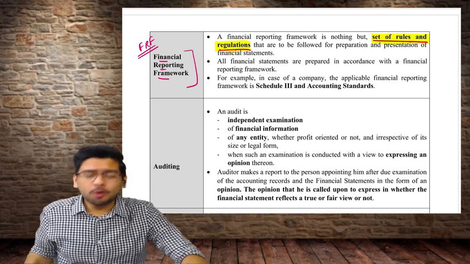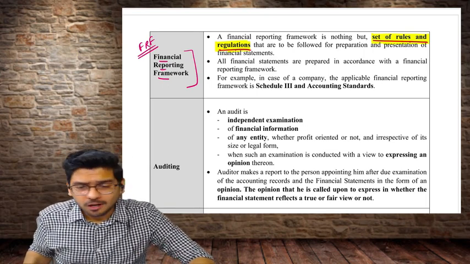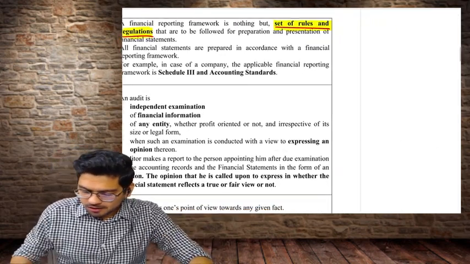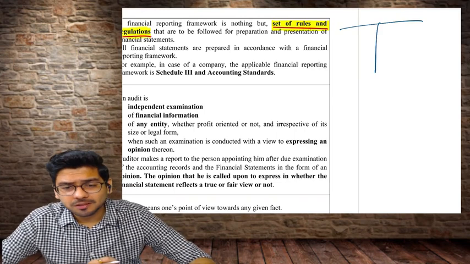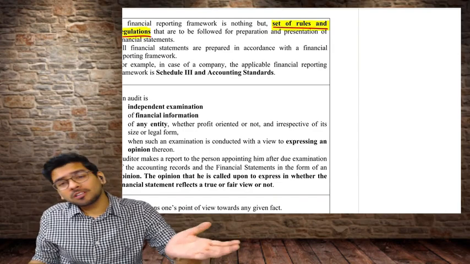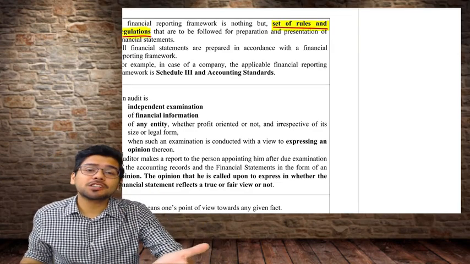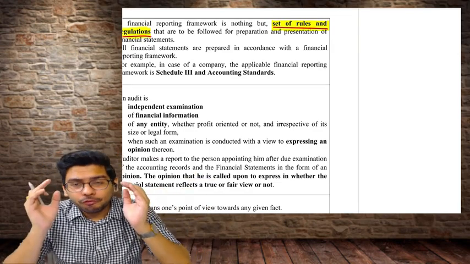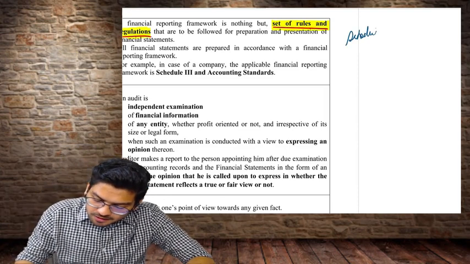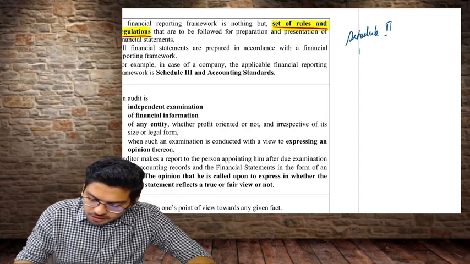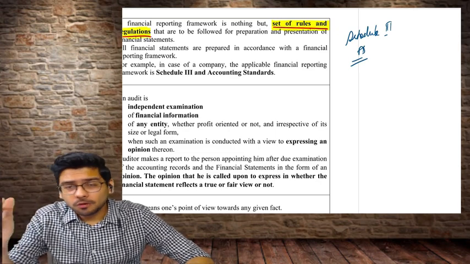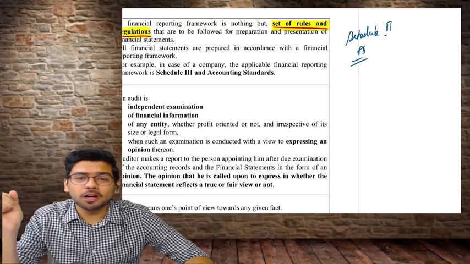Now, what can be the set of rules and regulations? If I talk about a company, can a company make its financials in T form? Can they make the balance sheet in T form? No, this is not allowed. Why? Because the management, while preparing the financials of a company, has to follow certain rules and regulations. They have to comply with, let's say, Schedule 3 of the Companies Act. They have to follow accounting standards also.